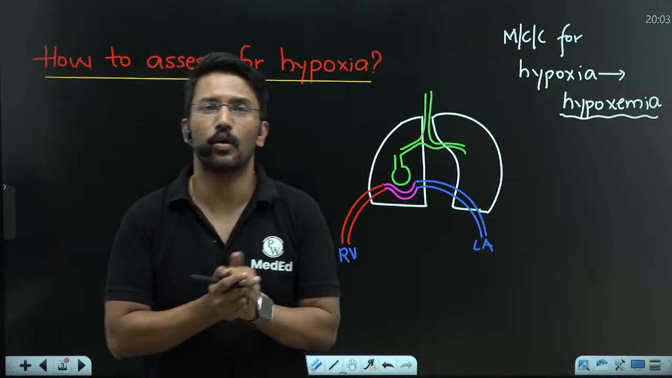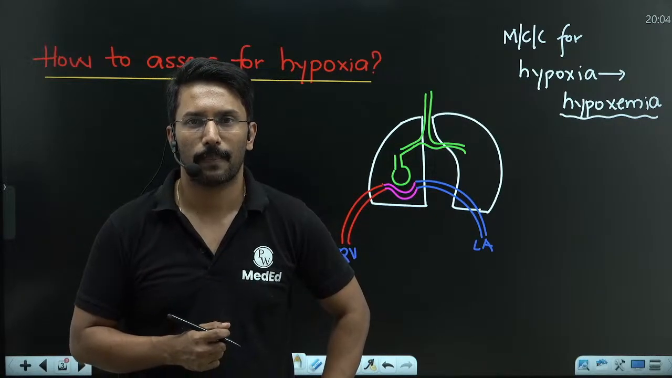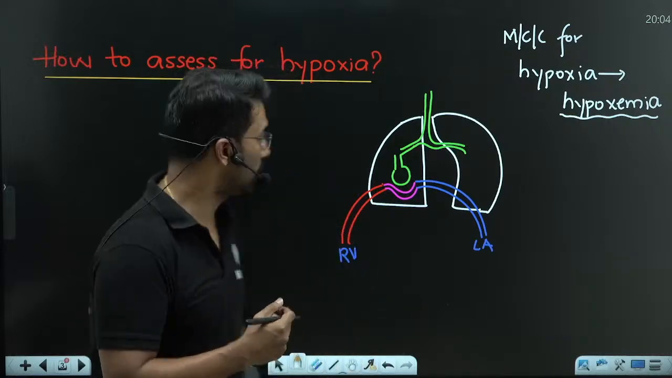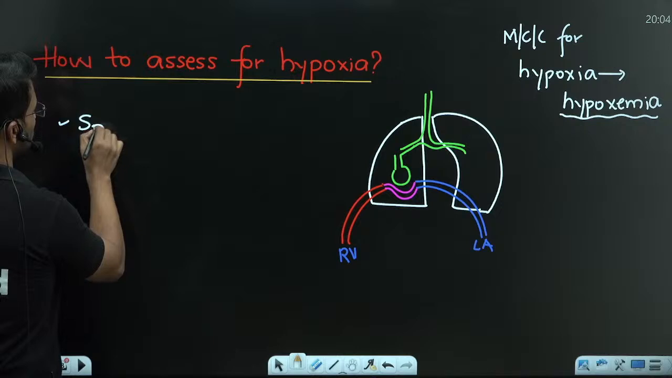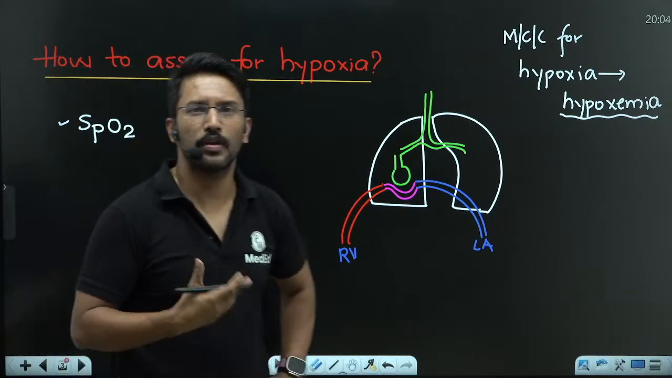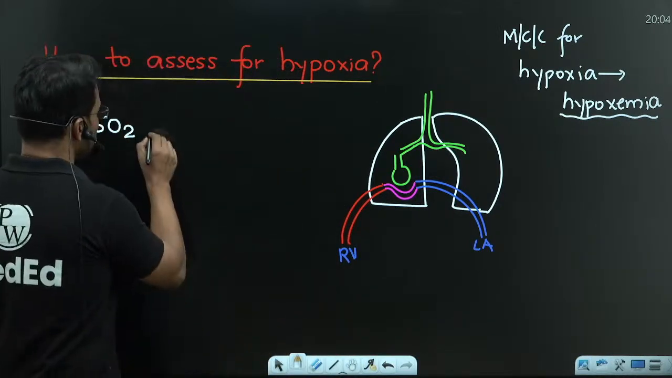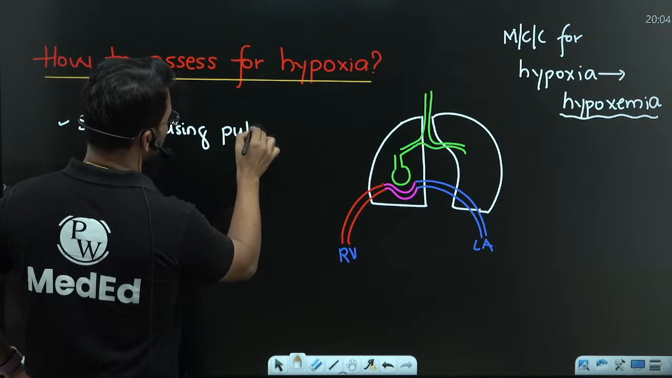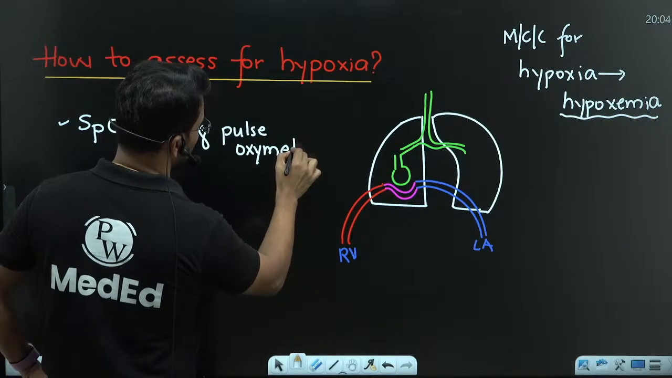So how do you check blood oxygen levels? What are the tools that we have for checking the blood oxygen levels? I think all of us are familiar with what we call SpO2, right? That is one tool. Saturation of oxygen, percentage saturation of hemoglobin with oxygen, SpO2, using a pulse oximeter. But is that a very reliable instrument? Is that a reliable instrument?